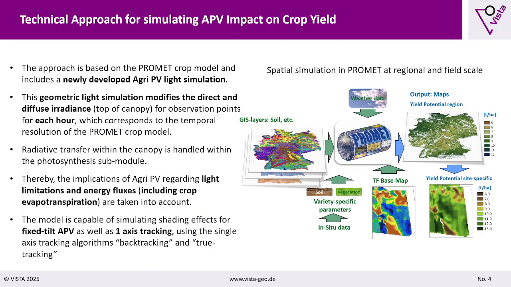Radiative transfer within the vegetation's canopy is handled within PROMIT, which requires top of canopy direct and diffuse irradiance input data, among other meteorological inputs, for the entire growing season. Thereby, the implications of agrivoltaics regarding light limitations and energy fluxes, including crop evapotranspiration, are taken into account. The model is capable of simulating shading effects for fixed tilt APV as well as one-axis tracking APV, using a fixed angle or angles determined by the single-axis tracking algorithms backtracking and true tracking from PV-LibPython.